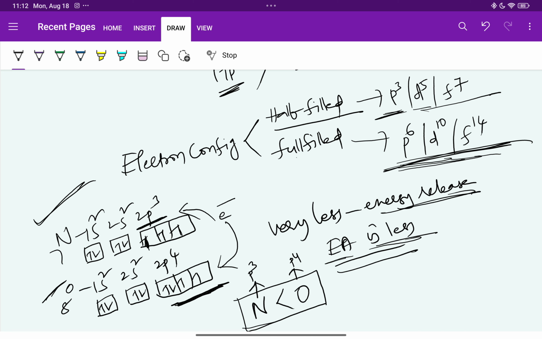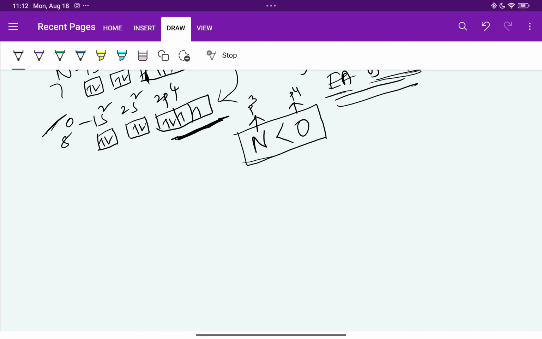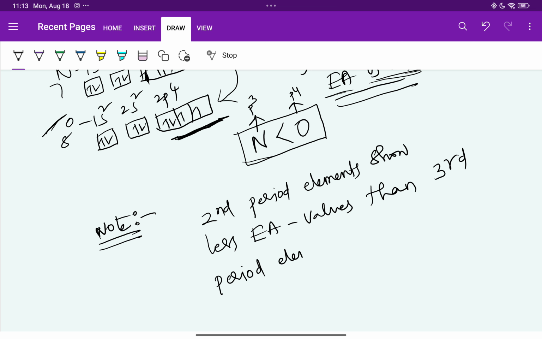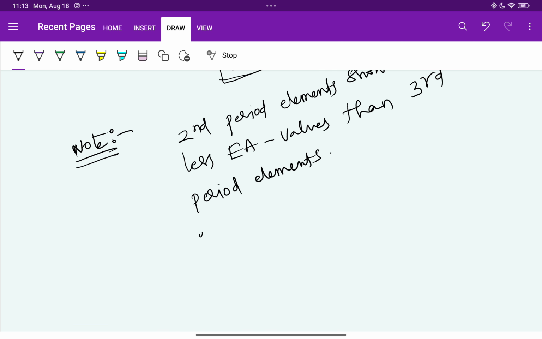So, very important point. And next, here I want to tell you one note. The note is a very important point. Second period elements show less electron affinity values than third period elements. So what are the second and third period elements?